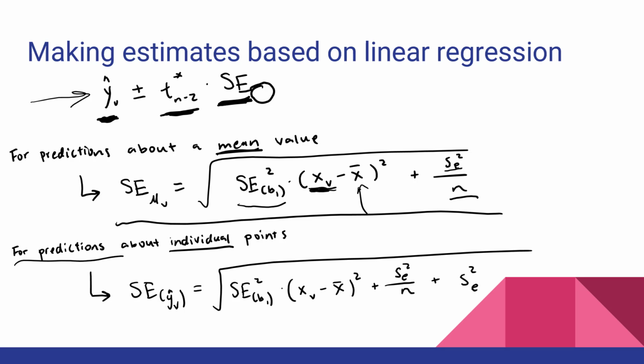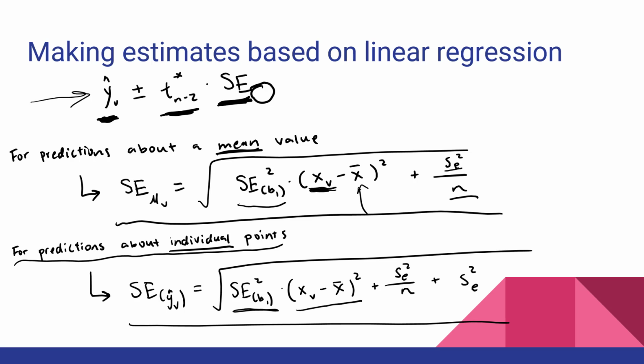For your predictions about individual points, so if I ask you about a singular person, then your formula would look a little bit different. All of these terms are still the same. You have the standard error of your slope squared, how far off your predicted value is from your mean x value, and then your standard error of the residuals over n. We added an extra term at the end though. We're adding on an extra term to increase the error. This is the standard error of the residuals squared again. We added it to account for individual variation being higher than mean variation.